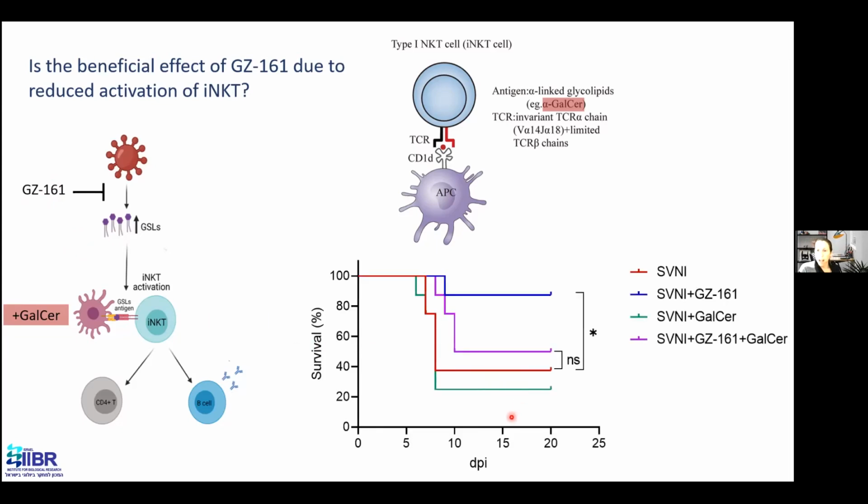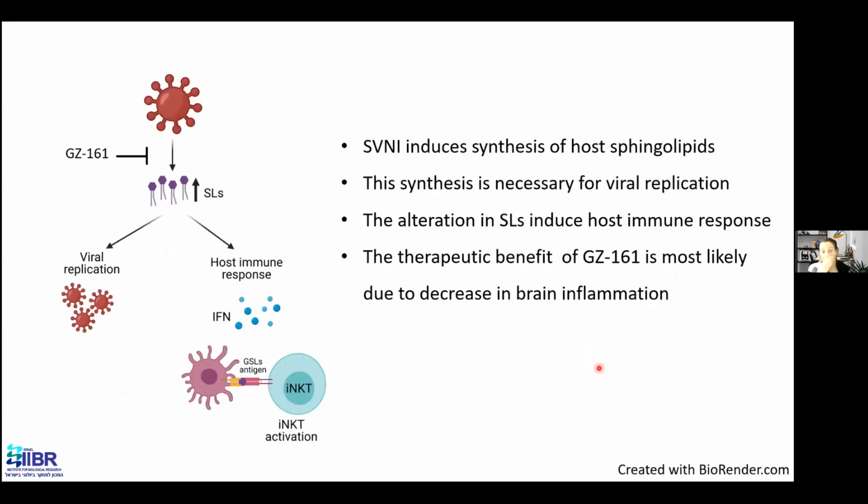And we wanted to see if by that we abolish the rescue of GZ161. And indeed, in this experiment, the green line is the untreated mice, and the blue line is the mice treated with GZ161. But when we added to the GZ161 also galactosylceramide, meaning we treated them, but we also induced the iNKT, we abolished the beneficial effect of GZ161. So we think that this is now work in progress, and we proceed to verify this.